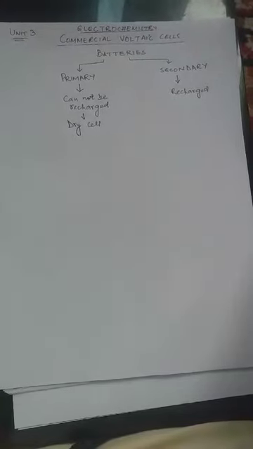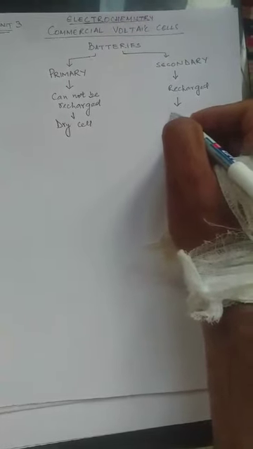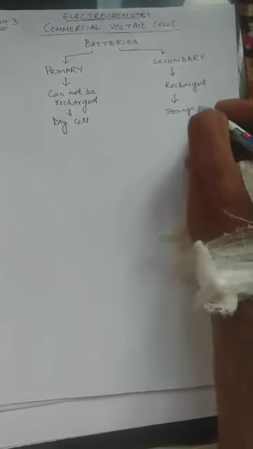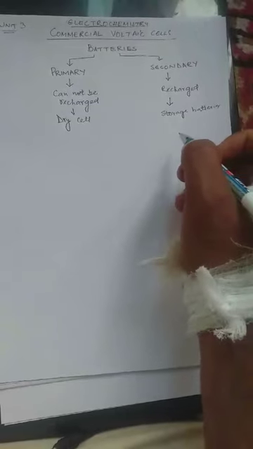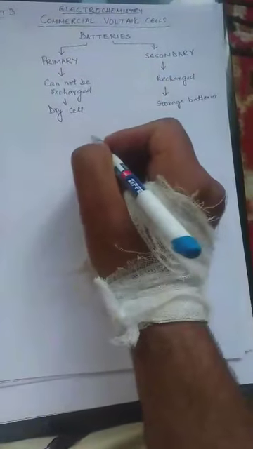Those cells which can be recharged are called storage batteries. For example, we have the lead acid storage battery, which is used in inverters or in vehicles. Another kind of electrochemical cell is called a fuel cell.